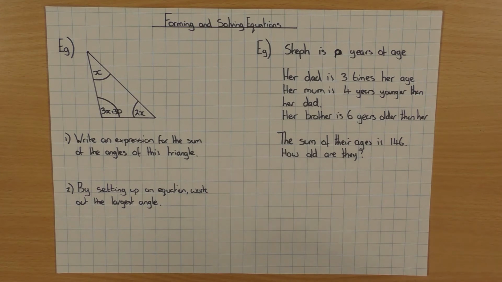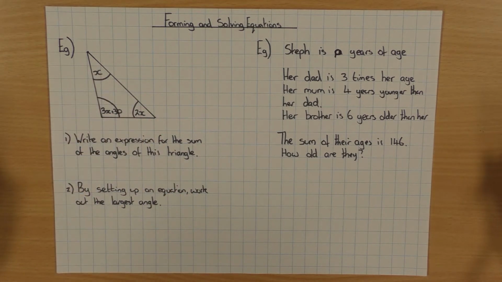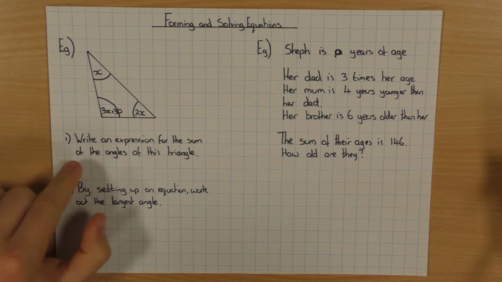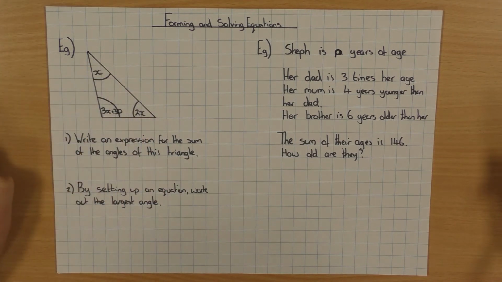So let's get started. Here we have a triangle and I have the 3 angles inside the triangle. The very first part asks me to write down an expression for the sum, meaning add, of all the angles in the triangle. So I need to write an expression when I add all of these angles up.